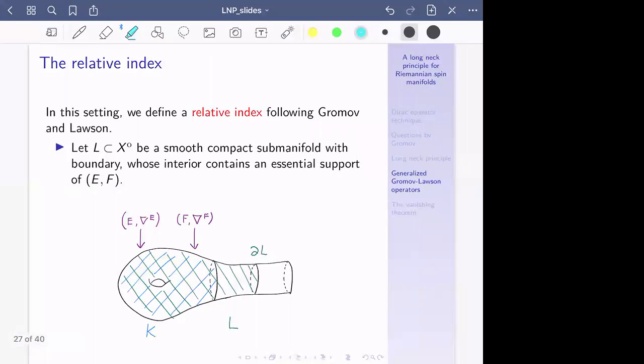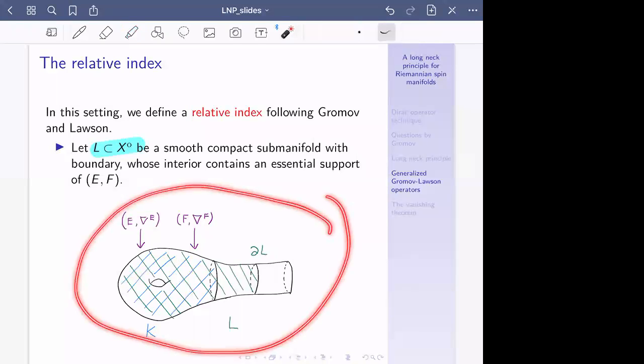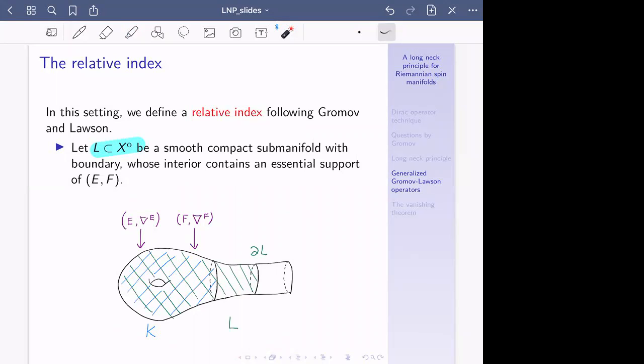Now, in this setting, we can define a relative index following Gromov and Lawson. So I assume that L is a smooth compact submanifold with boundary whose interior contains an essential support of E, F. Here is the picture: the blue region K is an essential support, and L is a submanifold with boundary whose interior contains K.